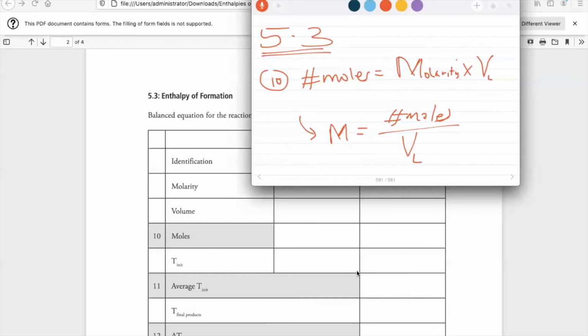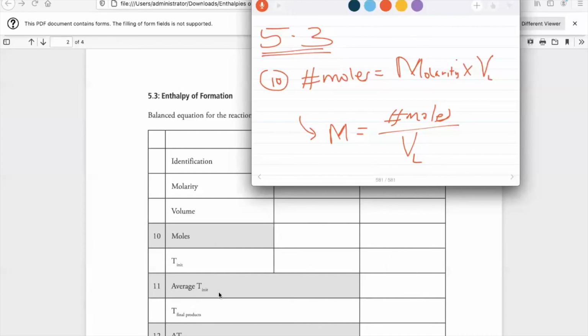All right. So you need to find out the number of moles. Once I give you the molarity and you know the volume from the background, you should be able to find the number of moles for line 10. Likewise, for the temperature, I'll give you that. You find the average of the two, and then find the average for the volume.